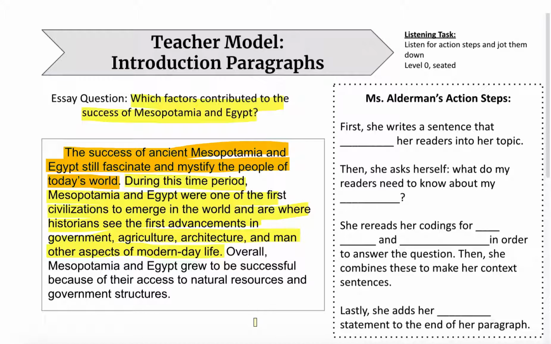I already did a video on this, so all I need to do is code it in green. Overall, Mesopotamia and Egypt grew to be successful because of their access to natural resources and government structures. And that is a completed introduction paragraph.